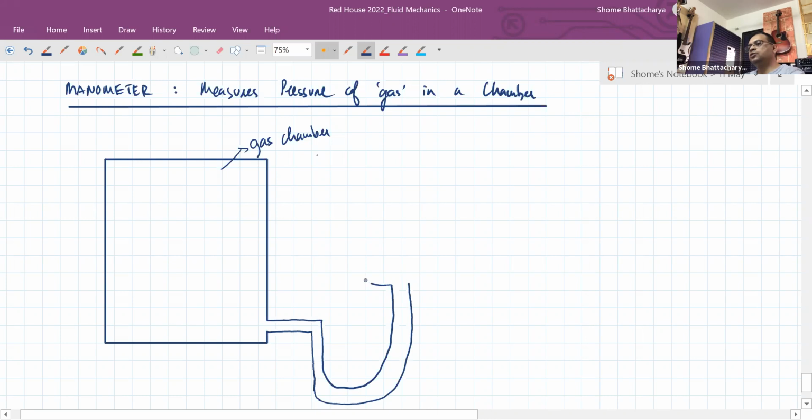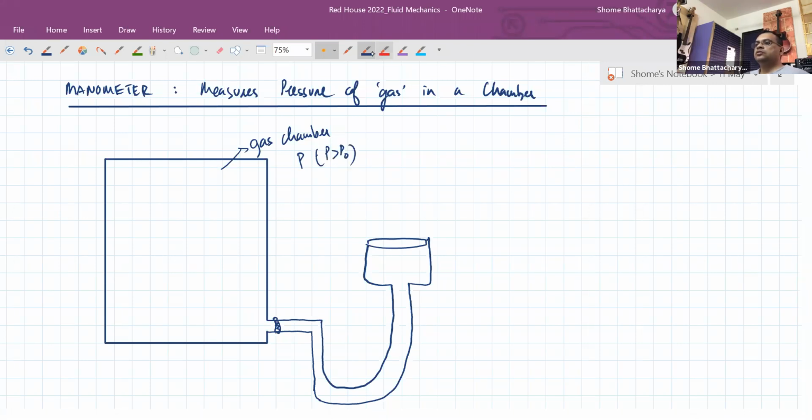Okay, so you have something like a U-tube, which is connected to a mercury reservoir, let's say, and from here we have connected the gas chamber. So this is of course assuming that the gas is at a pressure P, which is greater than atmospheric pressure. So what will happen is that the mercury might be like this, whereas a little bit of the gas will leak out because of the excess pressure.